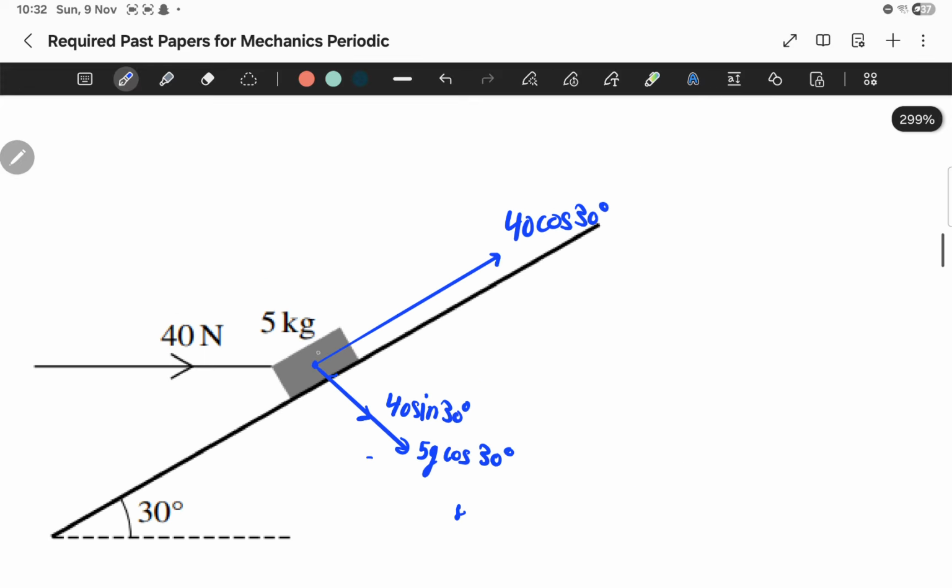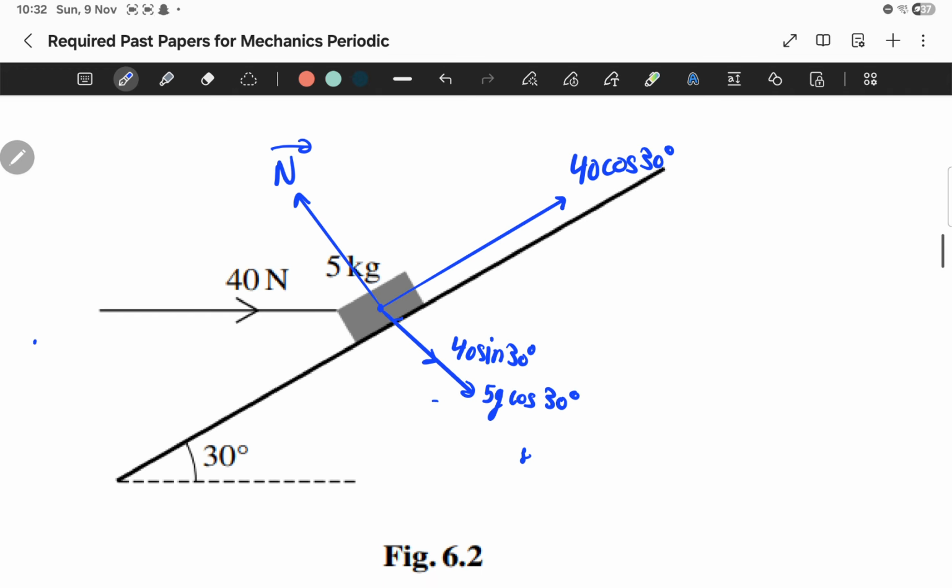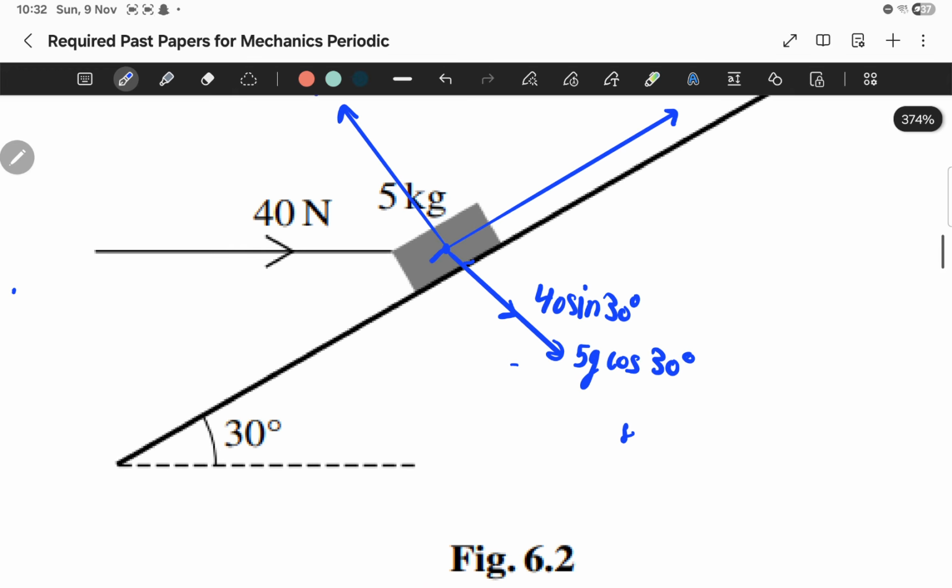Okay, now that we have this, we can have the normal. The normal is obviously not that big, but whatever. N. Okay, now this is all established. Very good. Okay, the x component of the force. So the x component of the weight. So we're gonna draw an arrow here.